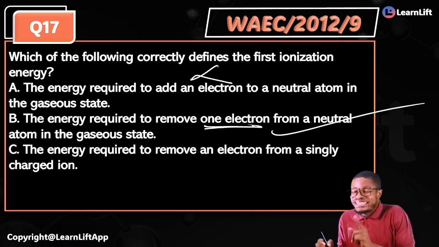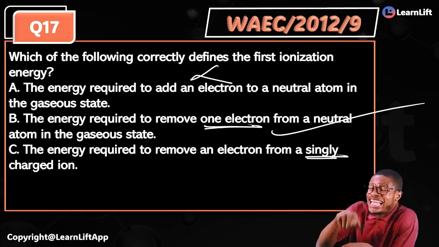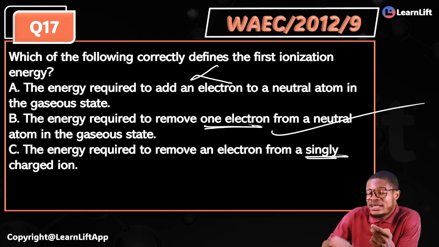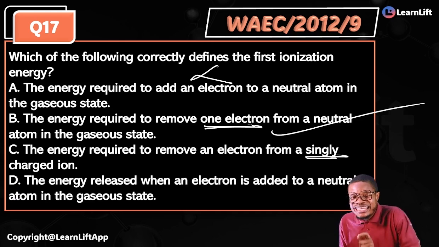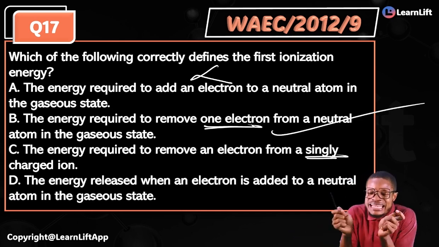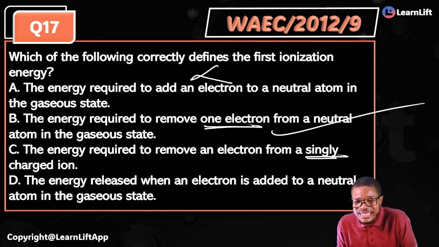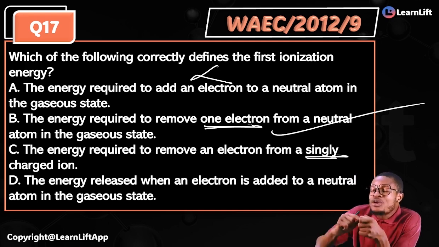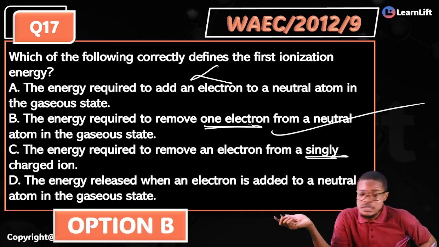Option C says it is the energy required to remove an electron from a singly charged ion. No, that is the second ionization energy. Option D says it is the energy released when an electron is added to a neutral atom in the gaseous state. No, it is the energy required to remove an electron from the neutral atom in the gaseous state. Option B is the correct answer.